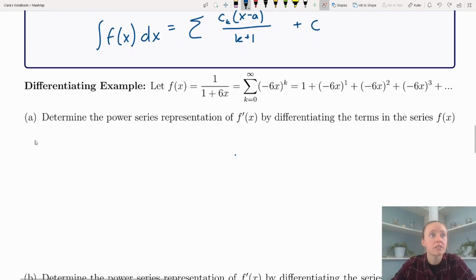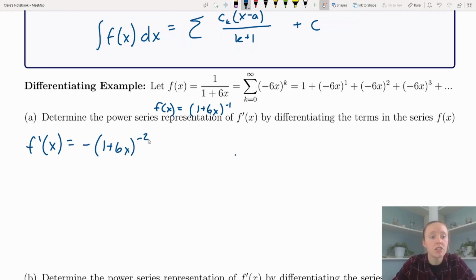So first, let's see what f prime of x actually is. F prime of x is going to be equal to, if we rewrote f of x as (1 plus 6x) to the negative 1, drop that exponent down in front, that'd be negative 1 times (1 plus 6x) to the negative 2, here's the chain rule part, times a 6. So our derivative is equal to negative 6 over (1 plus 6x) squared.